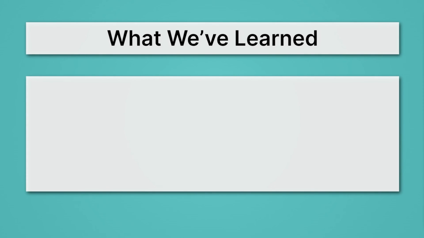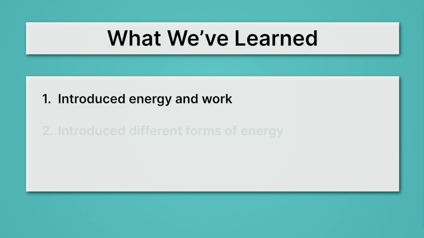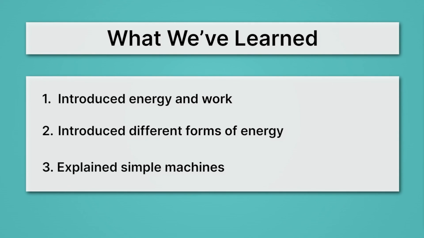Let's review what we've learned. First, we introduced energy and work, where we saw that energy was the ability to do work, commonly associated with things like calories, though also joules, and work is just applying a force over a distance. Then we introduced different forms of energy. Kinetic energy, which is associated with motion, and potential energy, which is associated with arrangement. We saw that there are many forms of potential energy. Lastly, we explained simple machines as a way to amplify force.